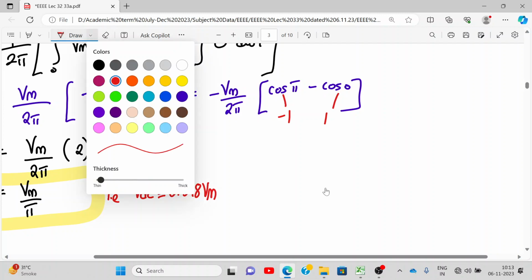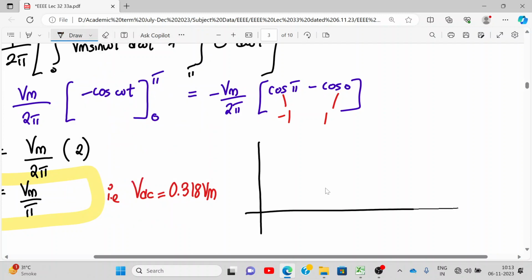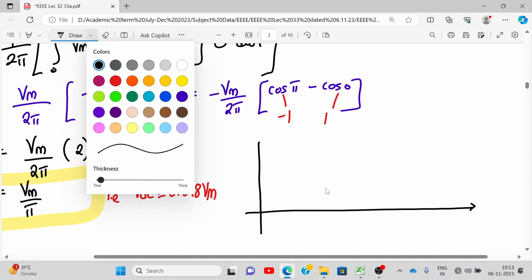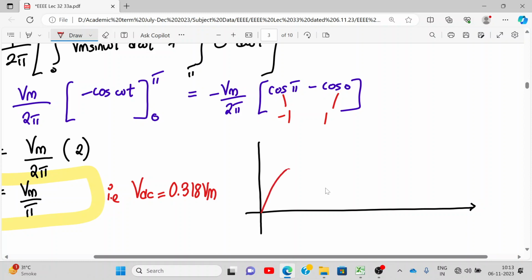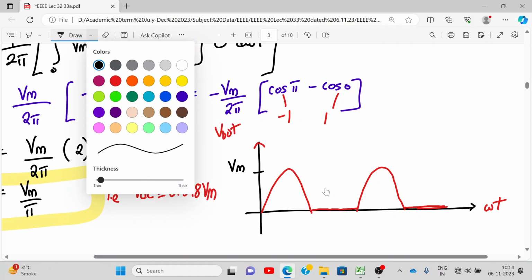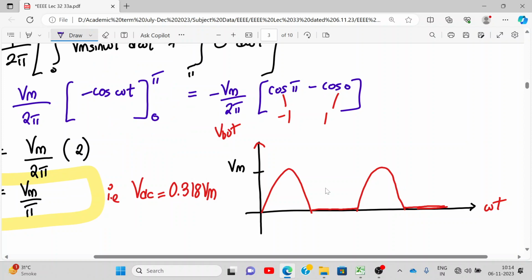Now what does it represent in terms of waveform? If I draw this, for half cycle, this is omega t, this is V out, and this is Vm. V out average is this much. This value is Vm. The average value of this waveform is positive, right? So the average value of this waveform is this.